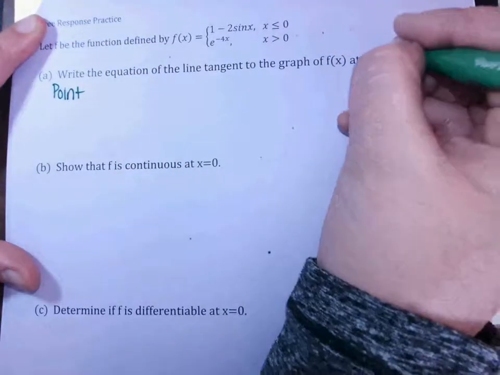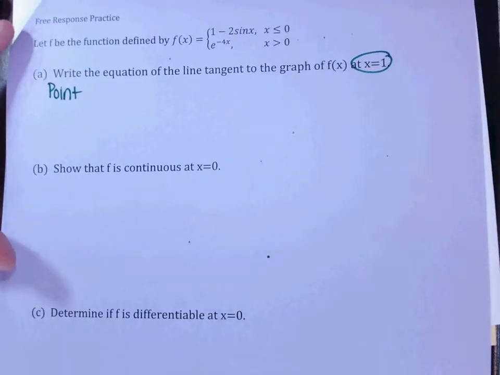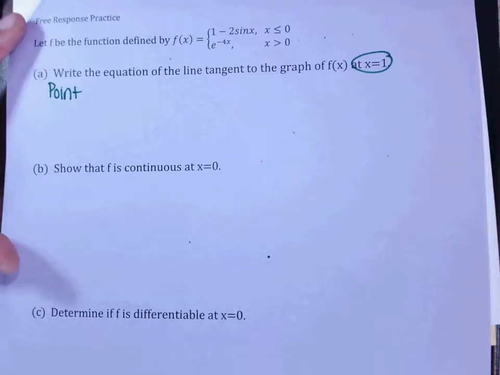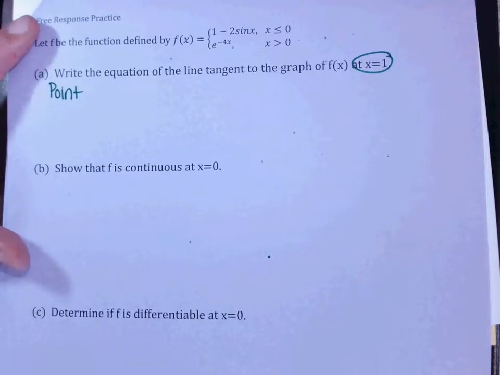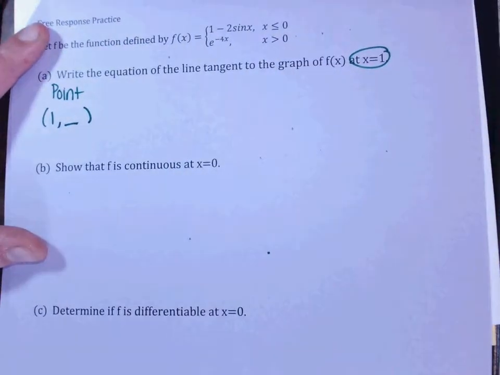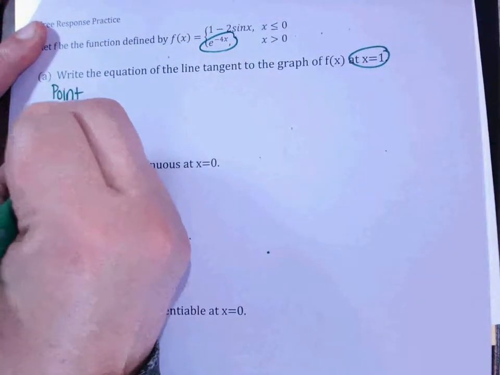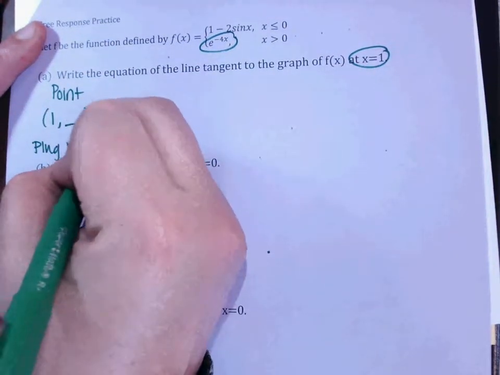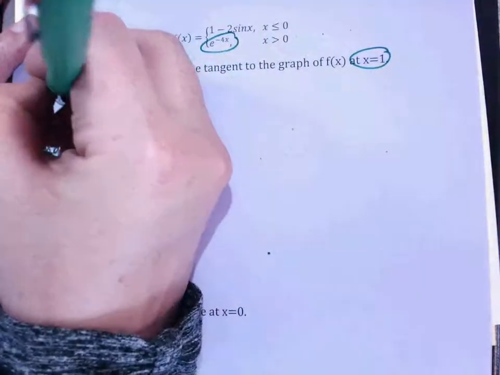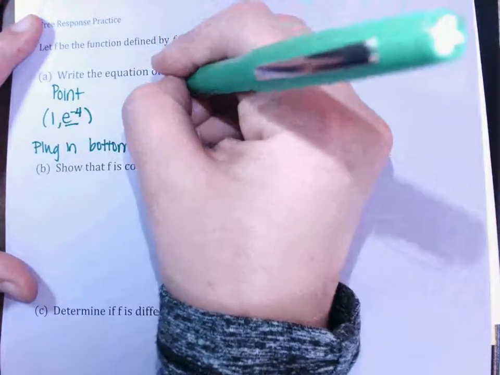The point is going to be at the x value given. Will I plug in to the top part of the piecewise or the bottom part of the piecewise if x is 1? The bottom. So it'll be 1 comma, and then I'm going to plug in 1 to the bottom because that's greater than 0. And what will I get when I plug in 1 here? E to the negative 4. Very good. What else do we need? Slope.